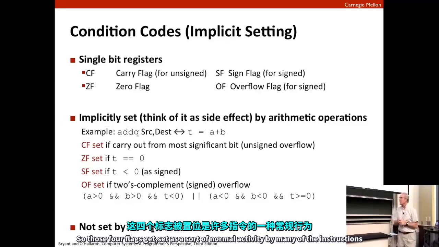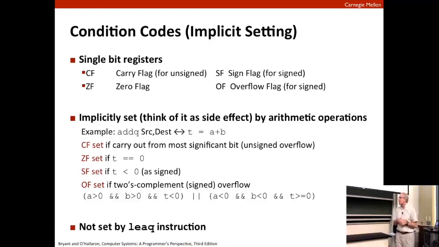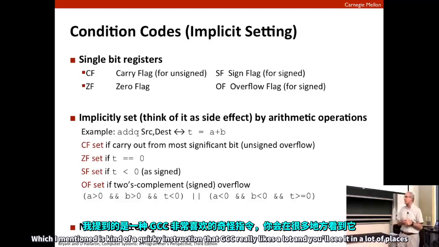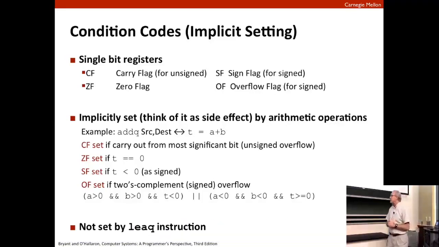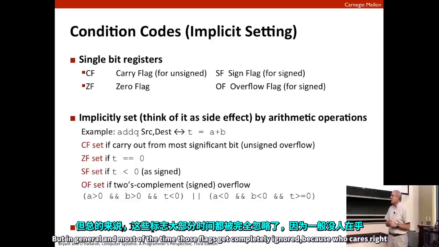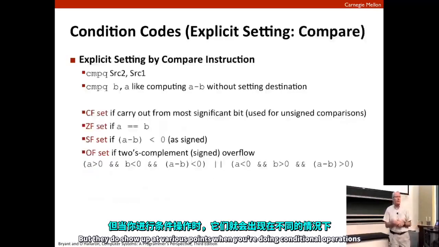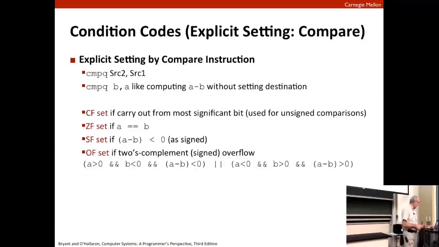So those four flags get set as normal activity by many of the instructions, though not by our friend the LEA instruction, which I mentioned is a quirky instruction that GCC really likes a lot, and you'll see it in a lot of places. But in general, most of the time, those flags get completely ignored, because who cares, right? But they do show up at various points when you're doing conditional operations.